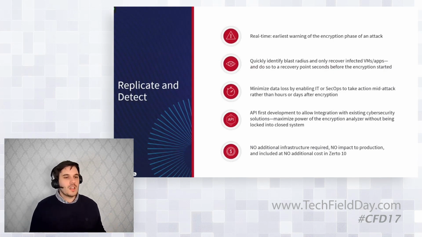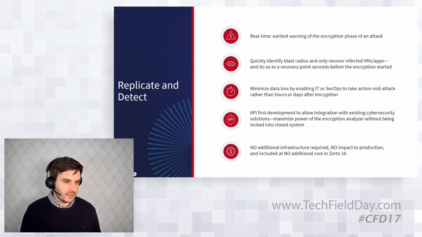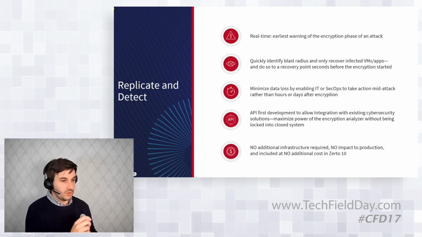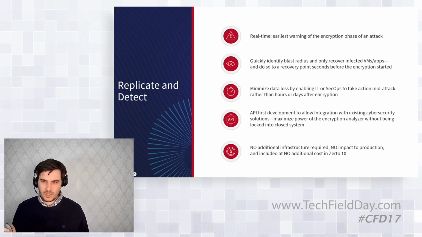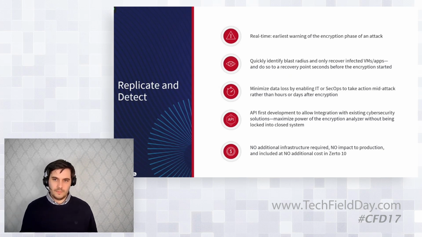So to summarize this section, if you will: it's as real time as you're going to get it, the earliest warning of the encryption phase of an attack. Again, we're not a cybersecurity company. We're not looking at signatures and files and metadata and trying to tell you if something looks suspicious before it's happened. We're telling you this looks like something is encrypting your data. You might want to look at this before it spreads massively throughout the environment.